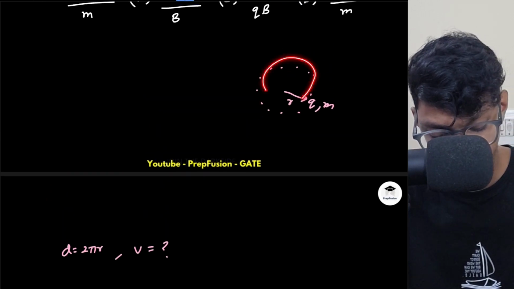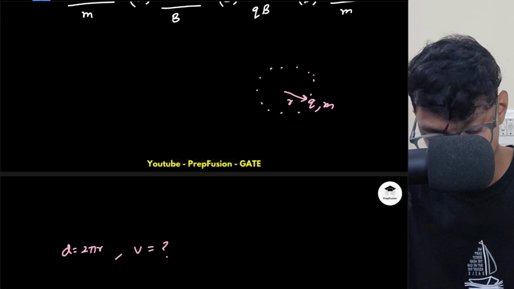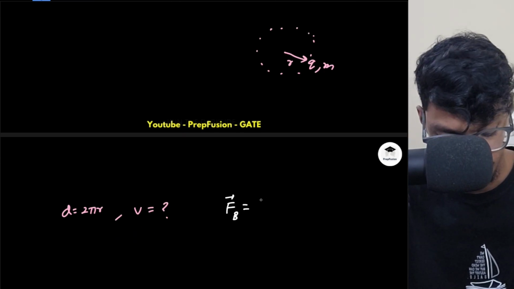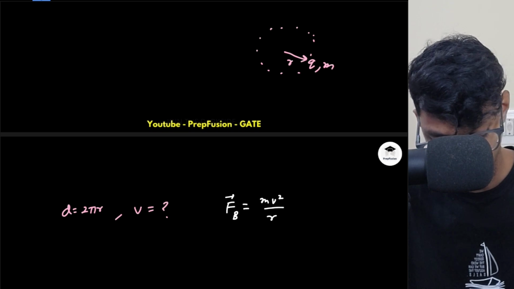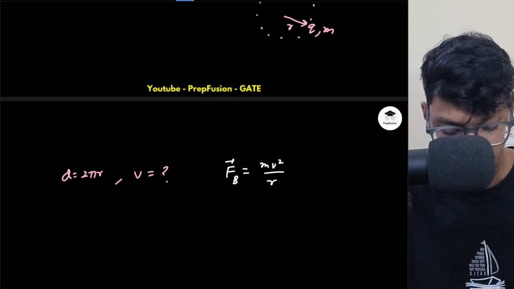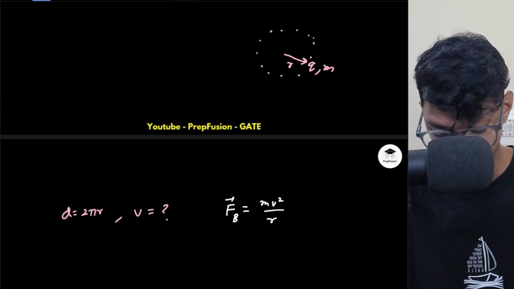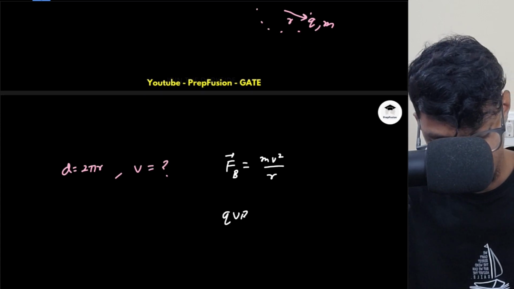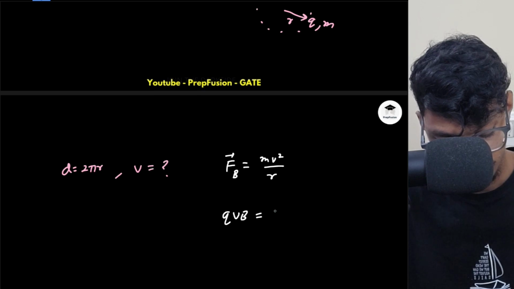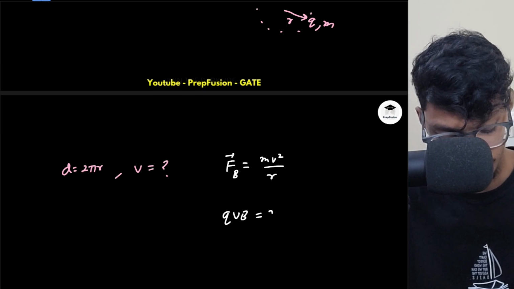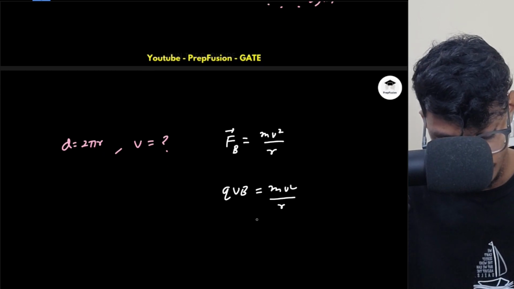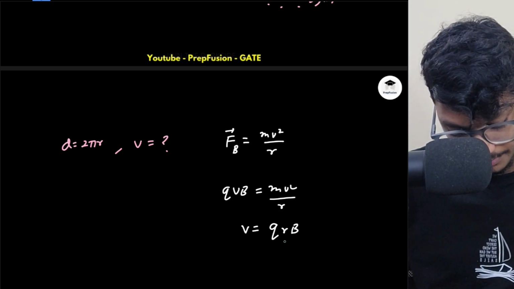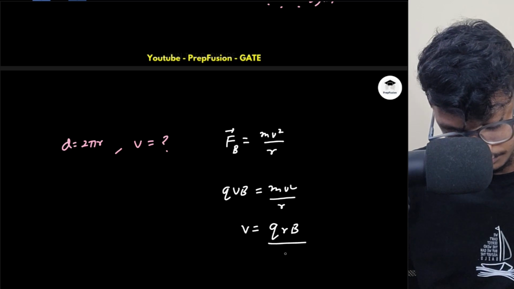What I know is that if the particle is doing circular motion, the magnetic force, which provides the circular motion force, will be equal to mv square by r. Here r is the radius of this circle, which has been provided to me. The force is qvB sin 90, which is 1, so qvB equals mv square by r. So my v comes out to be qrB by m.